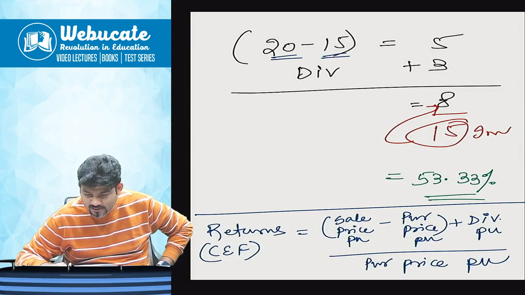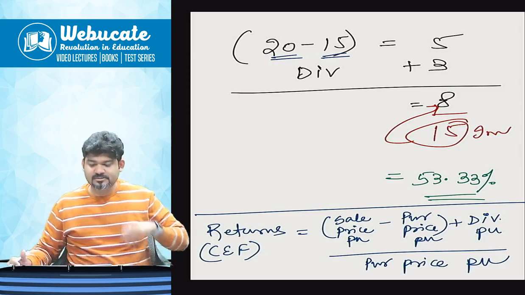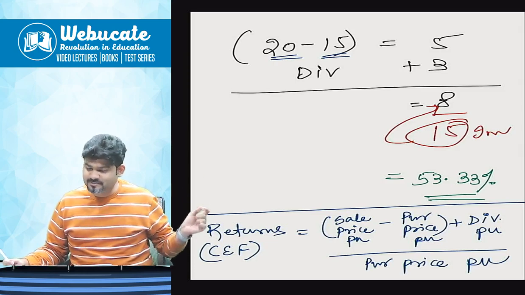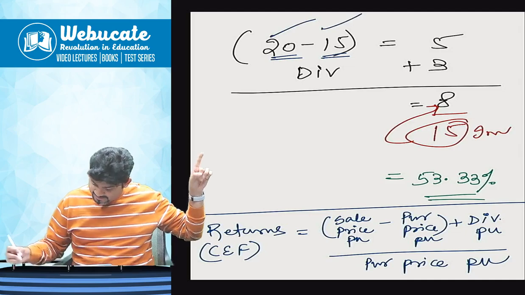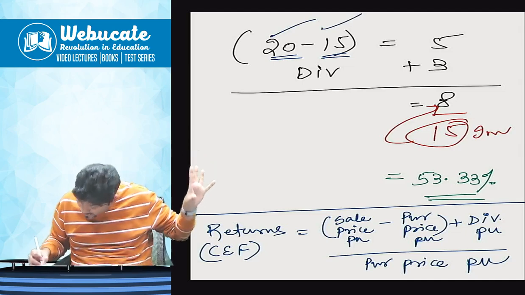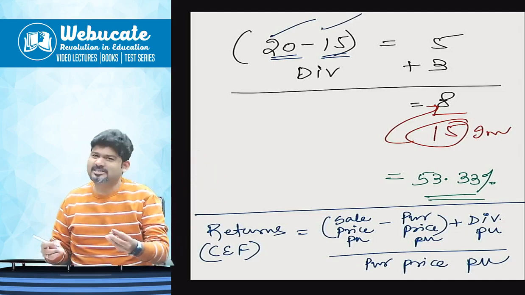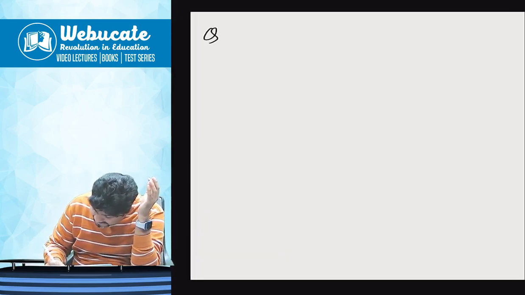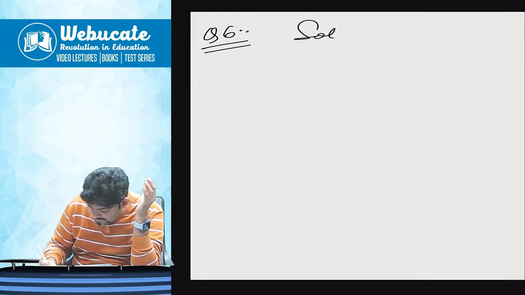Let's start on that note. Please write this down. Returns for closed-ended fund: sale price per unit minus purchase price plus dividend, and how much was the investment? Divided by the purchase price. It's simple basic logic. Now on that note, we will start with question number 6.